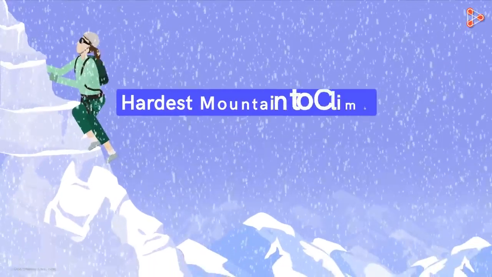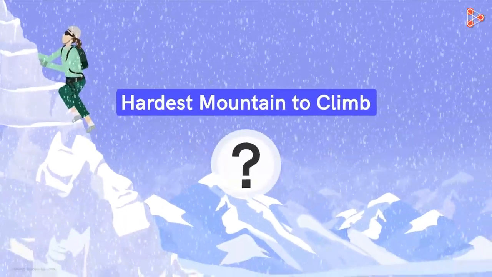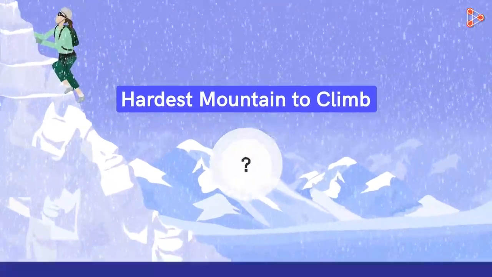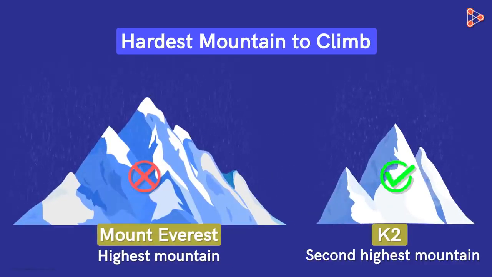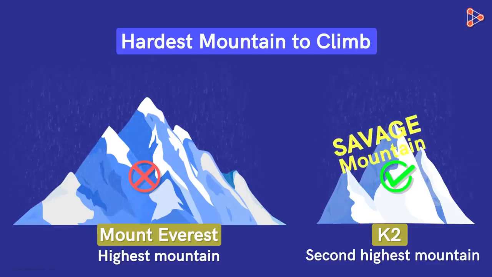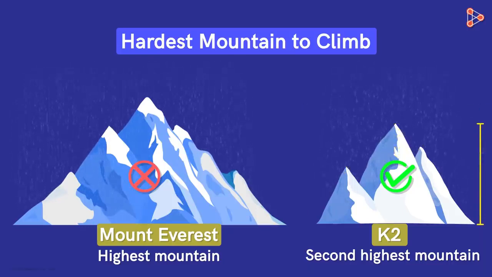Do you know which is the hardest mountain to climb? You would probably say Mount Everest since it's the highest mountain. But that is incorrect. The hardest one is the second highest mountain, K2. Due to the difficulty of its ascent, it's called the Savage Mountain. It is harder to climb K2 because we know that along with height, there are many other factors to consider.